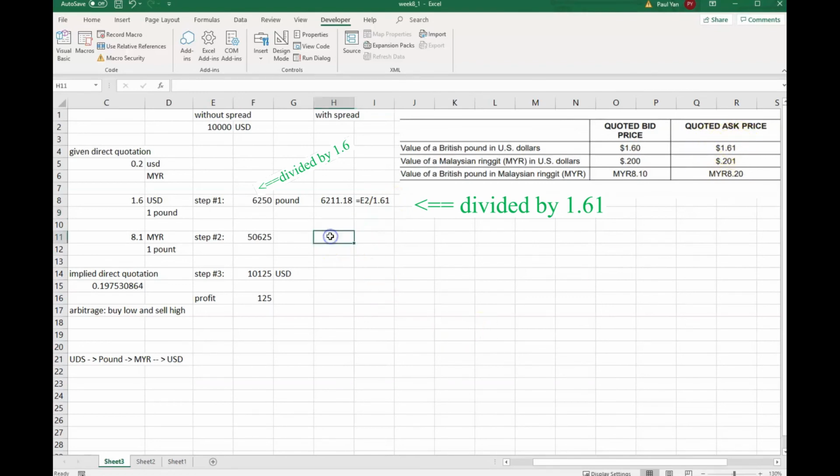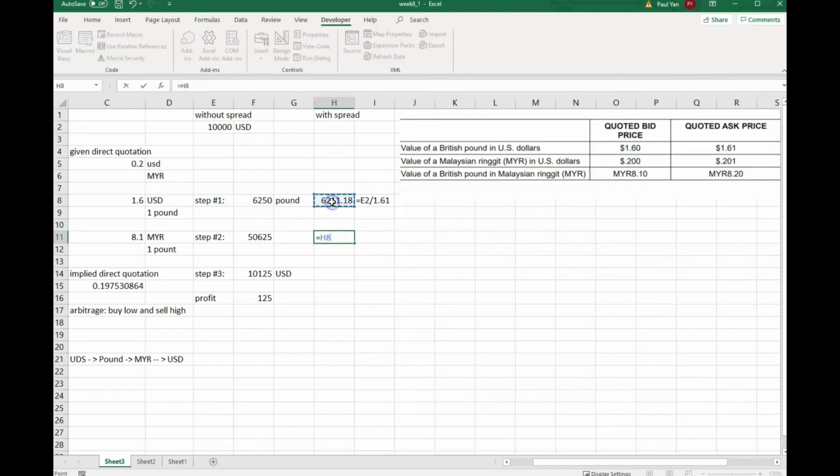Let's look at step 2. Step 2 before, we multiplied by the rate 8.1. Because we sell pounds, we receive a lower rate. So the lower rate is 8.10 instead of 8.20. So this value will be smaller than the previous value, and this value will be smaller than that one.